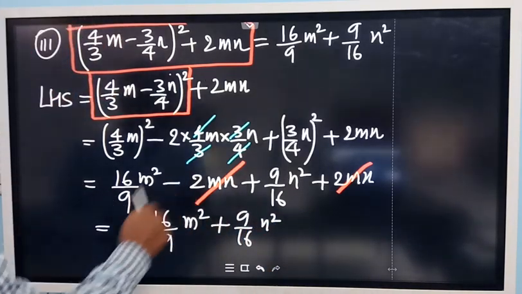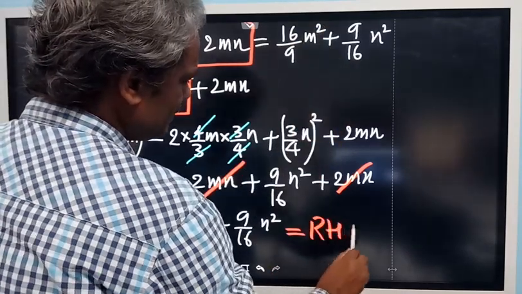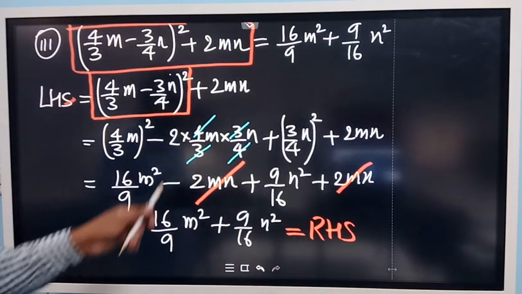So therefore this is, look at this, similar to this one. So this is RHS, right hand side. So we took the left hand side and reached the right hand side. So that's the proof.